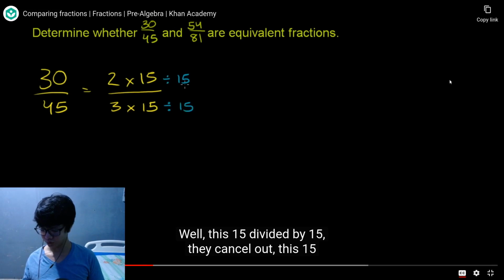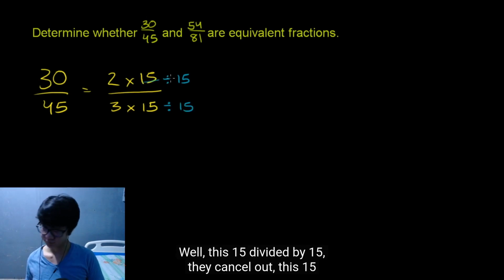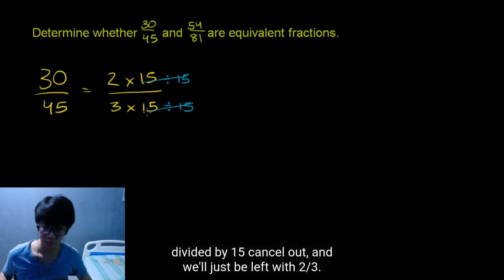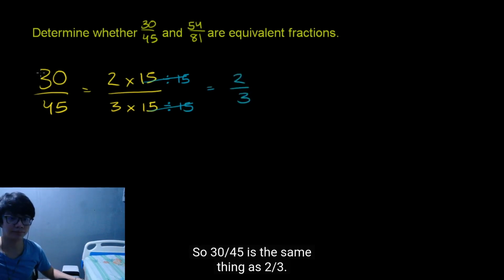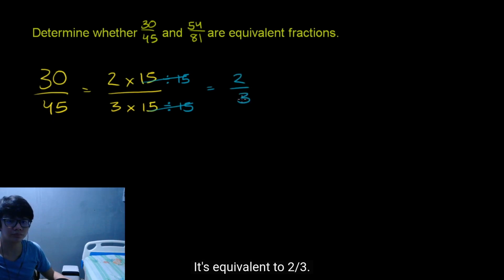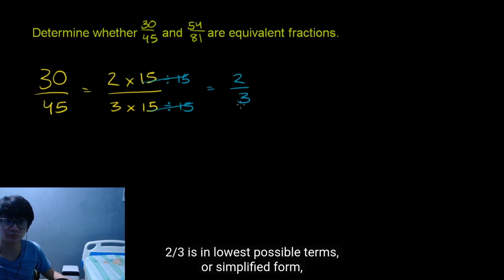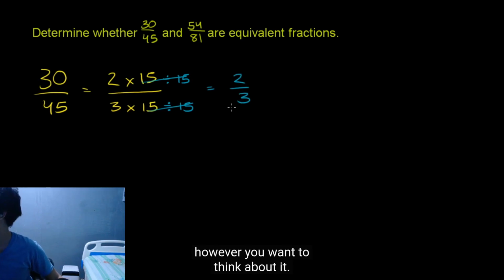If we divide both the numerator and the denominator by 15, what happens? 15 divided by 15 cancels out, and 15 divided by 15 cancels out, and we'll just be left with 2/3. So 30/45 is the same thing as 2/3. It's equivalent to 2/3. 2/3 is in lowest possible terms, or simplified form.